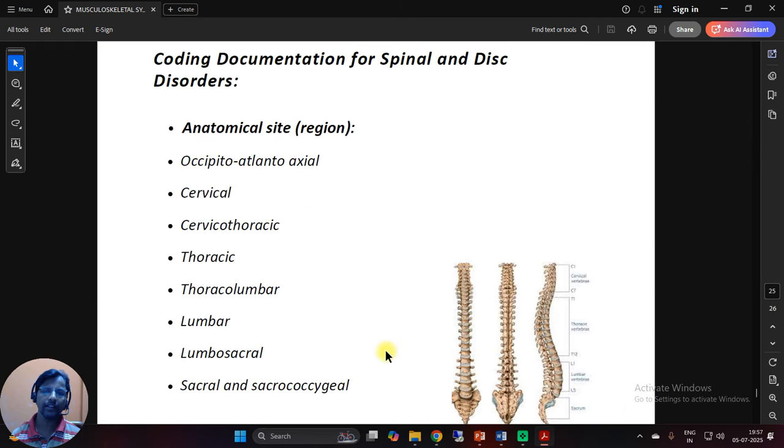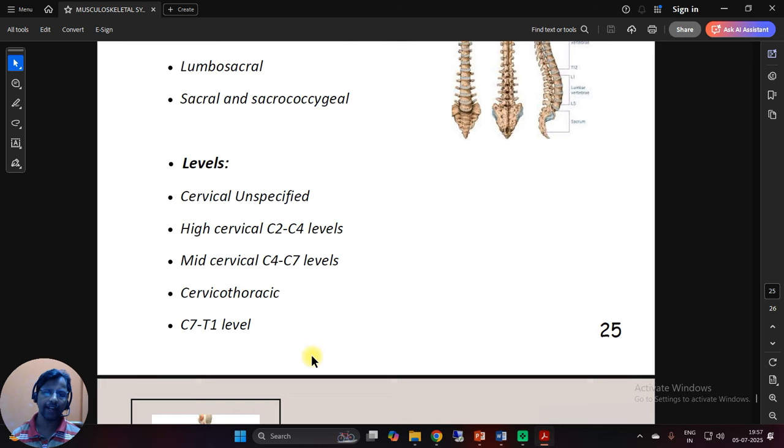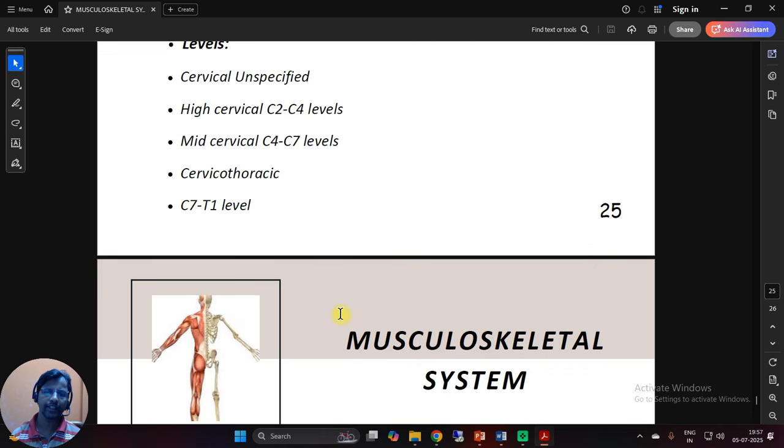Next, as usual, for spinal procedures, you need to check for spine location, whether it is cervical, meaning neck area, cervicothoracic, thoracolumbar, lumbar area, lumbosacral. Most of the time in live coding, you will encounter cervical, lumbar, lumbosacral, sacral and sacrococcygeal. And next, levels: high cervical level C2 to C4, mid cervical C4 to C7, C7 to T1.